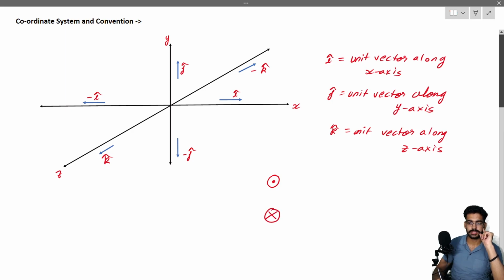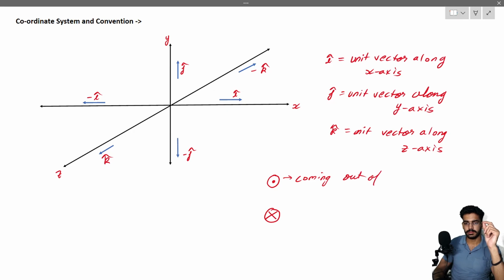What are these two things? You understand this by an arrow. If you see an arrow from the front, if the arrow is coming towards you, what do you see? You see a circle and a dot, right? So this is the case if the vector is coming out of the plane.